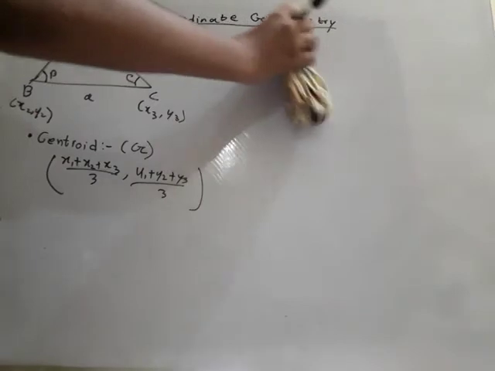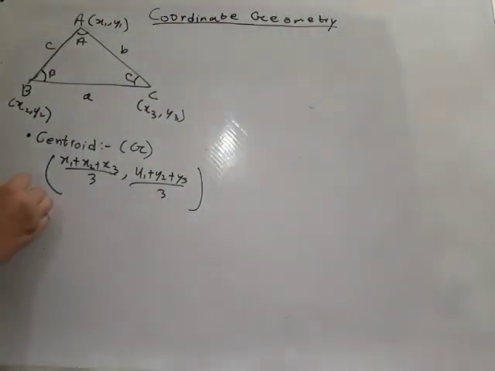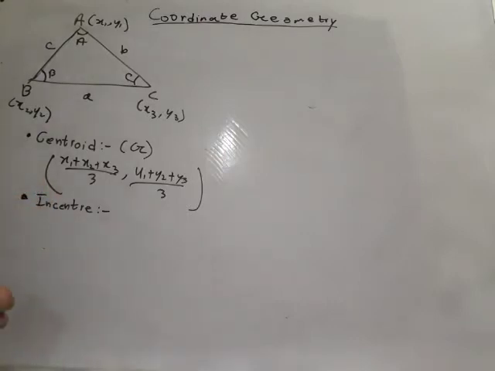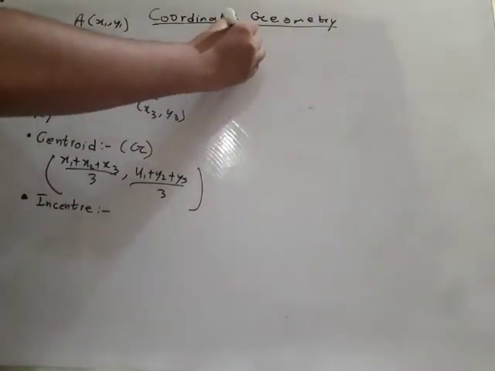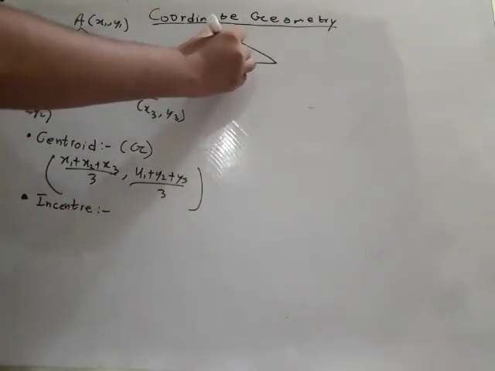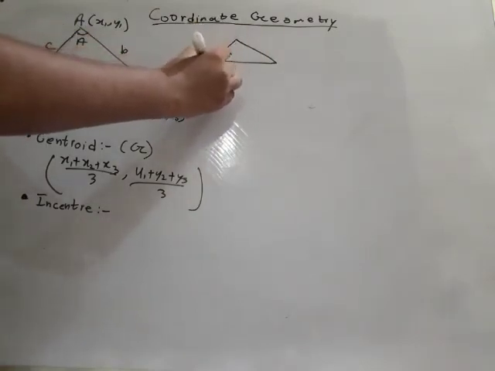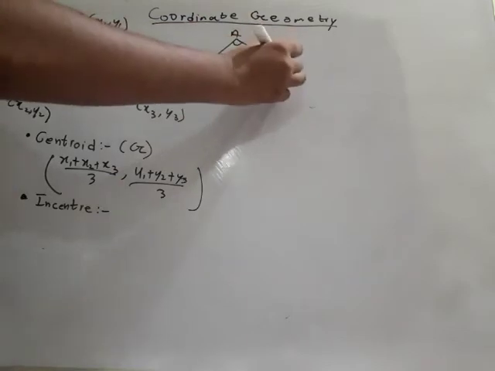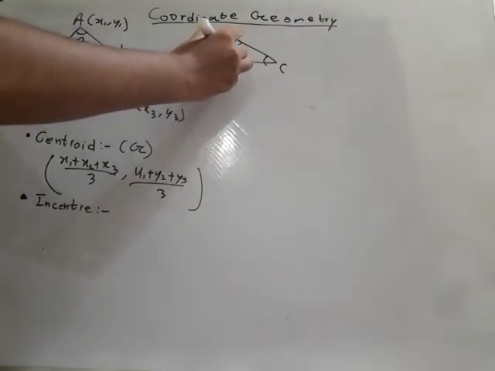Now the second one, which is incenter. What is incenter? Incenter is the point of intersection of internal angle bisectors. I mean, this is the angle B, suppose. This is A, this is C. Let the internal bisector run like this.